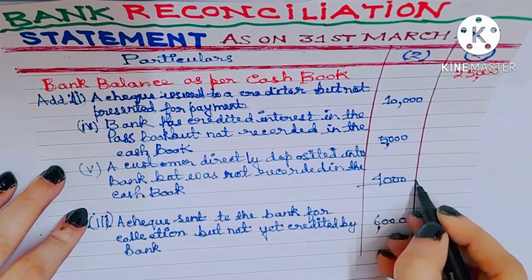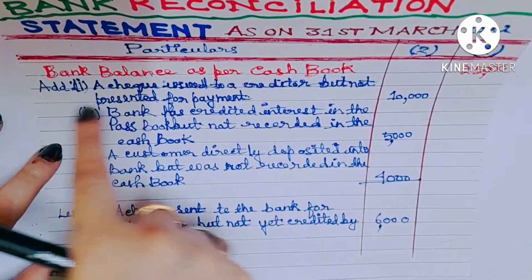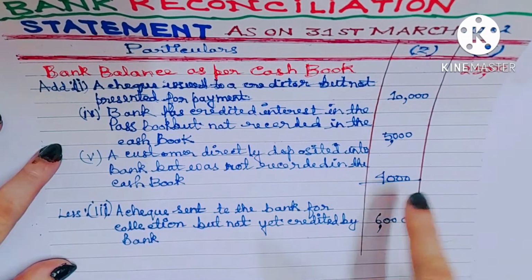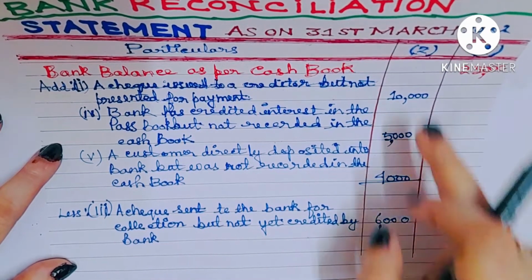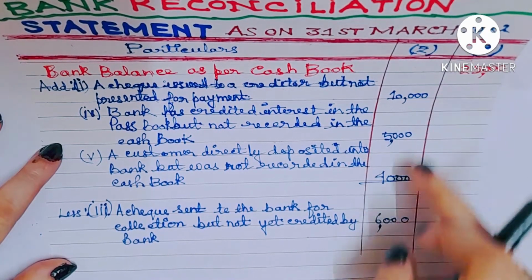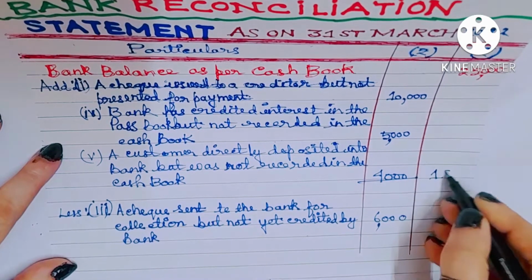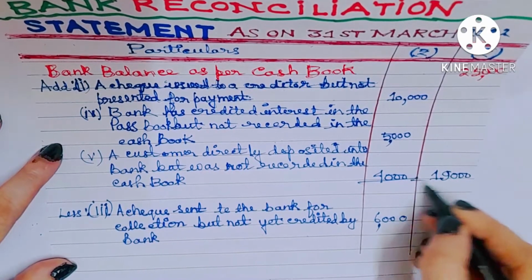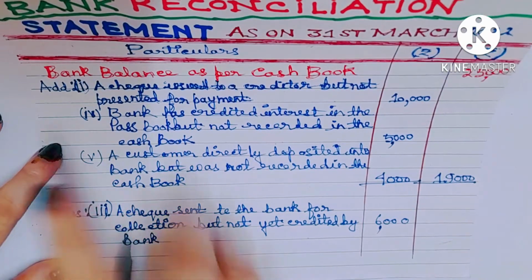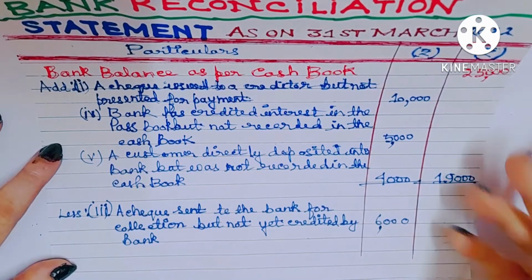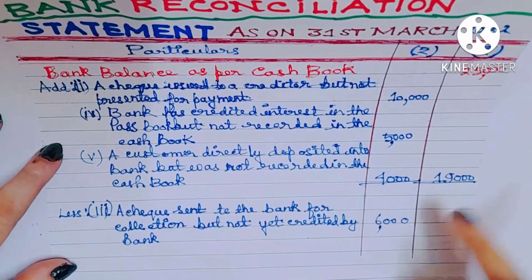Now we got to add these amounts. যা যা অ্যাড আছে আমরা সেগুলোকে অ্যাড করব, 10,000 plus 5,000 plus 4,000. We got to add these three amounts. That will give us 15,000, 19,000. So we'll write 19,000 here. Now আমাদের bank balance as per cash book কত ছিল? How much is bank balance as per cash book? 25,000. Okay. So add 25,000 plus 19,000.